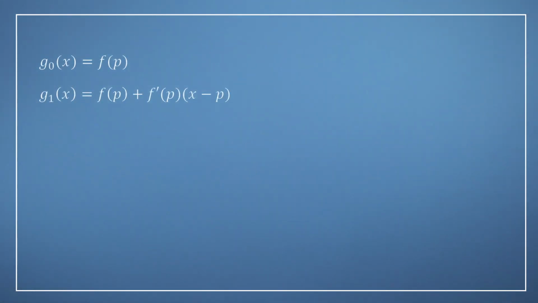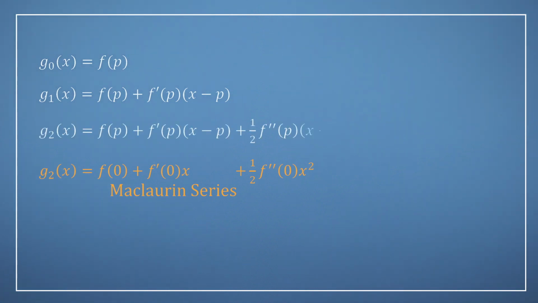So we can now write down our first two approximation functions to f of x at the point p, the 0th and the 1st. Thinking back to the Maclaurin series from the previous video, all we need to do to convert to Taylor series is use the second derivative at p rather than 0, and also replace x with x minus p. But notice that the factor of 1/2 still remains.